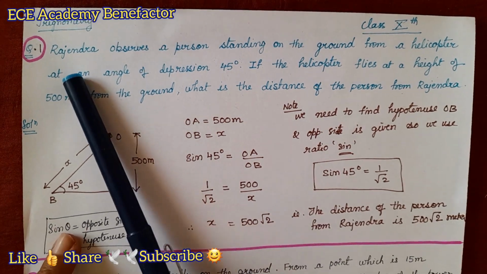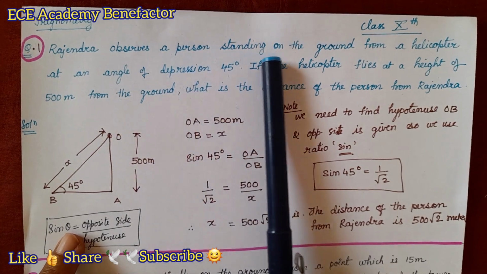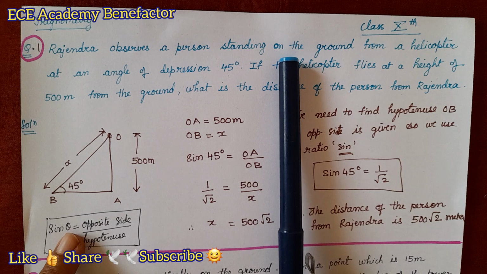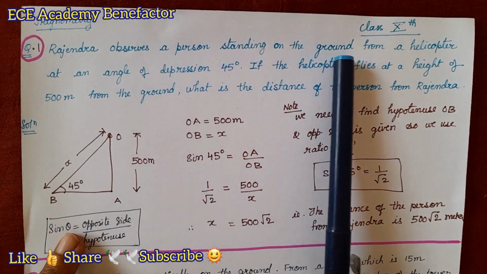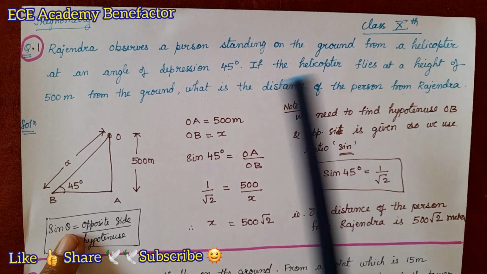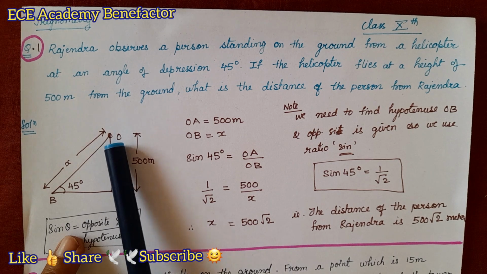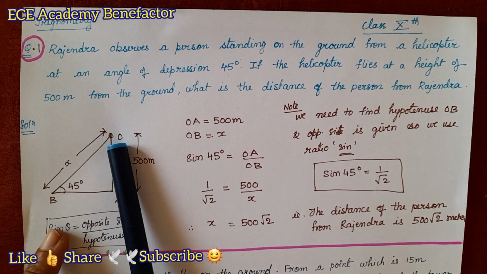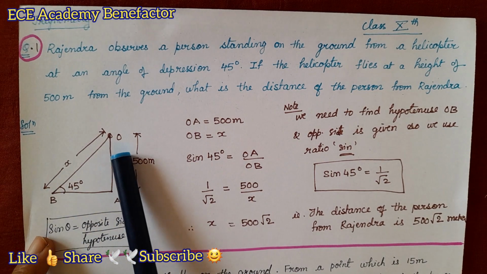The first problem is Rajendra observes a person standing on the ground from a helicopter. Okay, so let us say this O is the observer, Rajendra. This Rajendra is observing a person standing on the ground. From where he is observing?